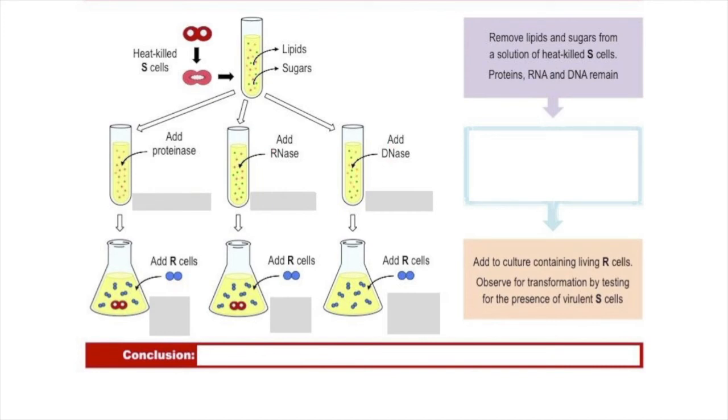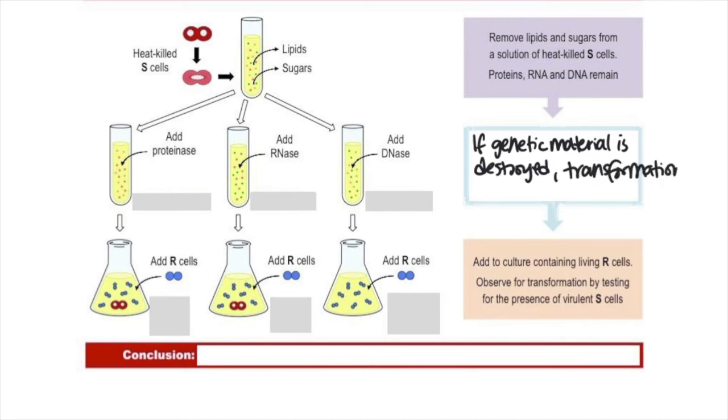And here's the big idea, so write along with me. The reasoning that they had is if the genetic material is destroyed, then transformation cannot occur. If the genetic material is destroyed, therefore transformation cannot occur. So essentially, they are going to use the process of elimination and multiple trials in this experiment.